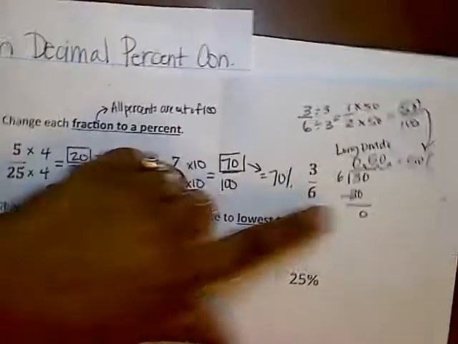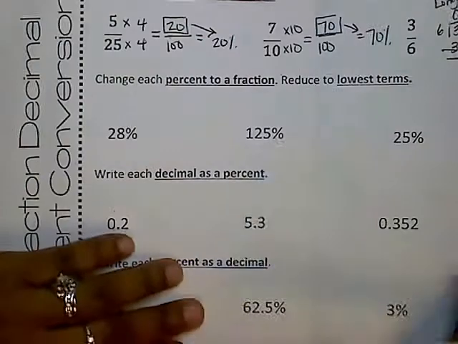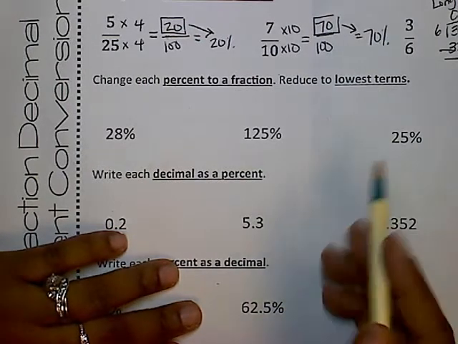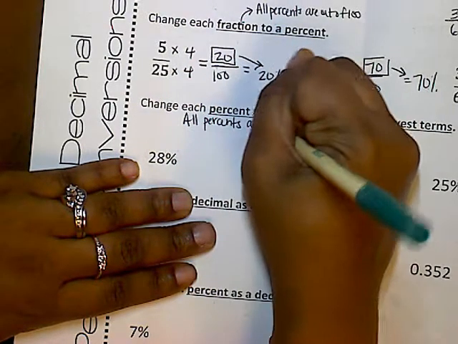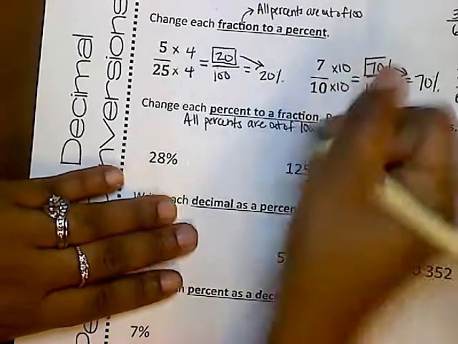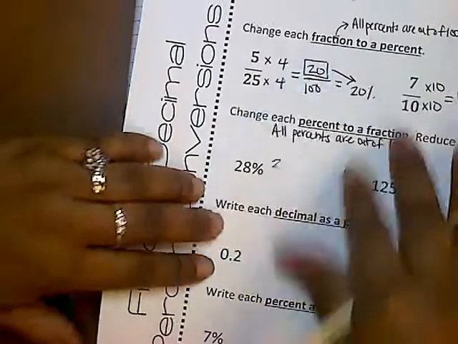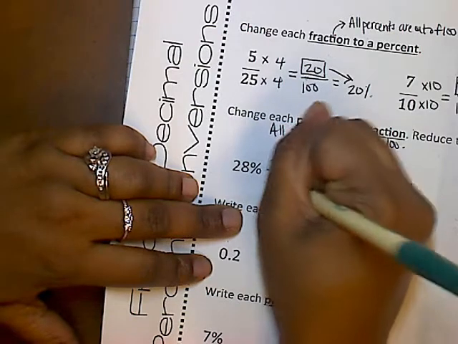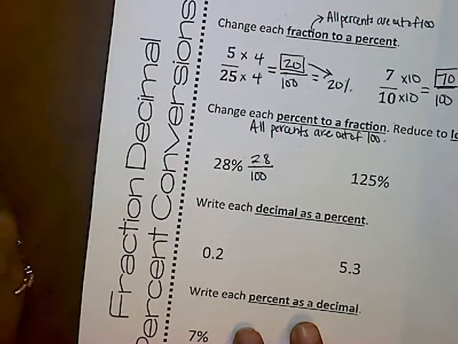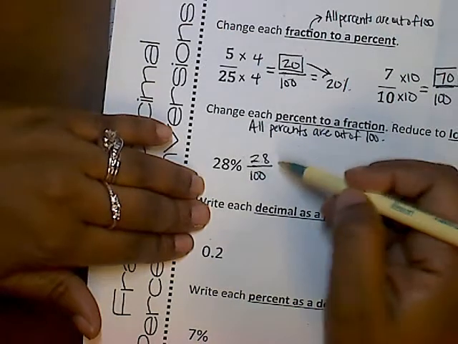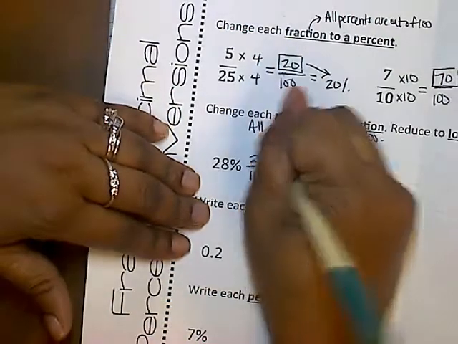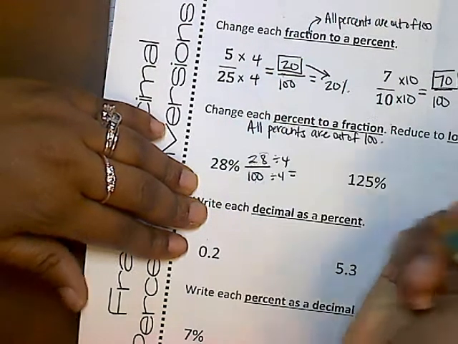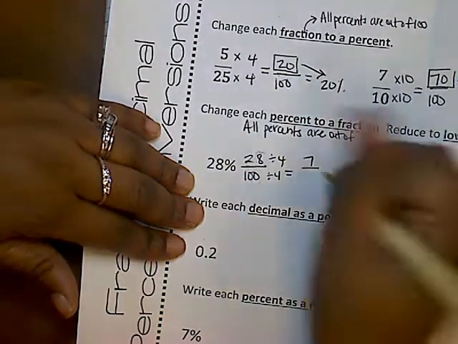Okay? Let's keep going. So now we're going to change the percent to a fraction and reduce to lowest terms. So again, all percents are out of 100. So here we have 28 over 100. If you don't know what number goes into both 28 and 100, you could easily just look at the last two numbers and see, oh, these are both even numbers, so you could start with 2. But we know the biggest number is 4. So 28 divided by 4 is 7. 100 divided by 4, 25.